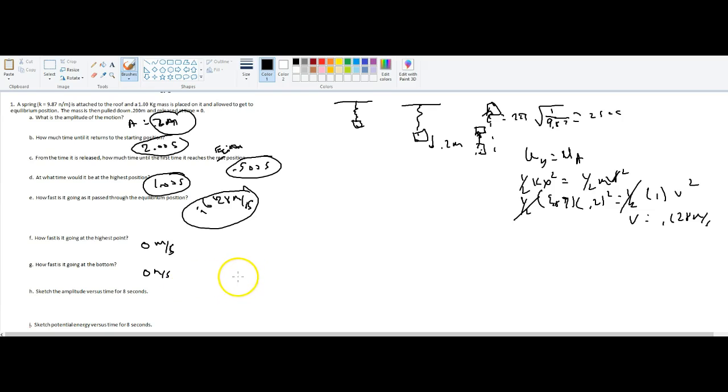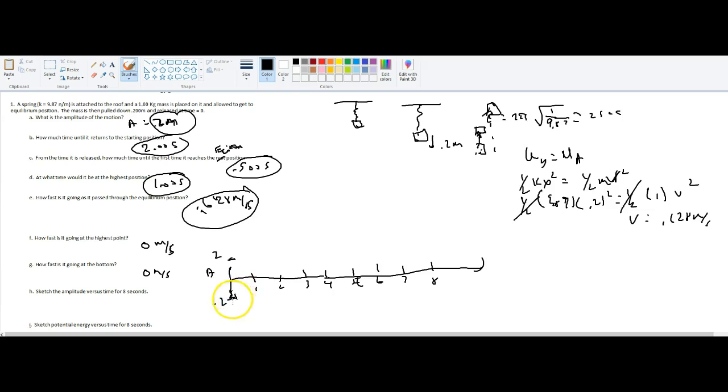Sketch the amplitude versus time for the first 8 seconds. So if I do amplitude versus time, I would start in negative land, right? I'm starting at the bottom. This is 0.2. This is 2. I'm going to go 1 second, 2 seconds, 3 seconds, 4 seconds, 5 seconds, 6 seconds, 7 seconds, 8 seconds. Isn't this fun? Okay.